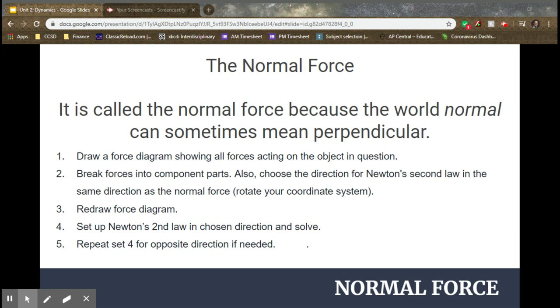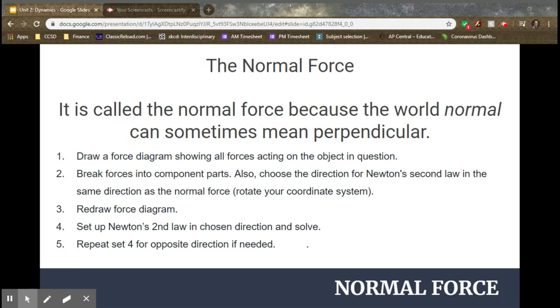All right, and then we're going to apply it. Okay, so the normal force, one of the reasons why it's called the normal... wow, that should say word. One of the reasons why the word normal is used is because sometimes in math, the word normal means perpendicular. So when we say the normal force, you can automatically start thinking the perpendicular force. Perpendicular to what? Perpendicular to the surface that's supporting the object.